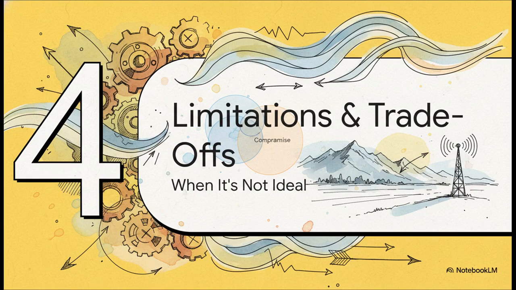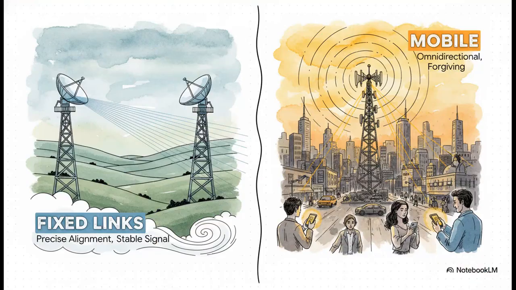But of course, no single solution is a silver bullet for every single problem. So let's be real and look at the trade-offs, because understanding when not to use it is just as important as knowing when to use it. This chart really lays out the fundamental trade-off perfectly. Horizontal is your go-to for controlled, fixed links where you can dial in that alignment for the best possible interference rejection. Vertical, on the other hand, that's the king of mobile applications, where an antenna is always moving and you just need something that works without perfect aiming.